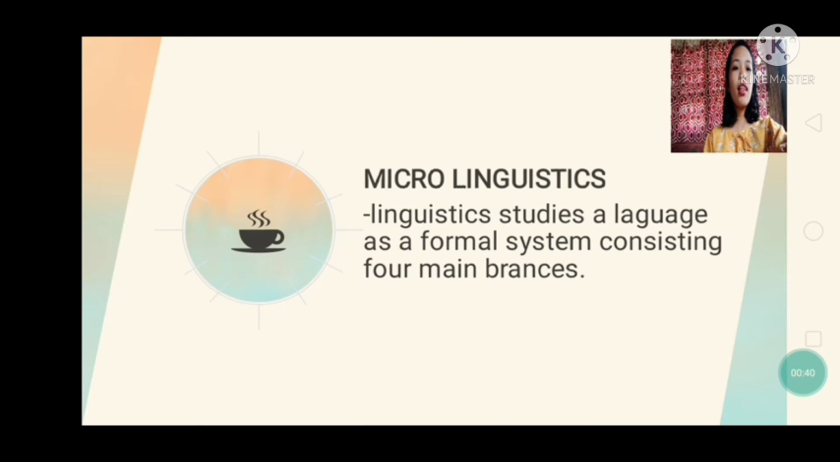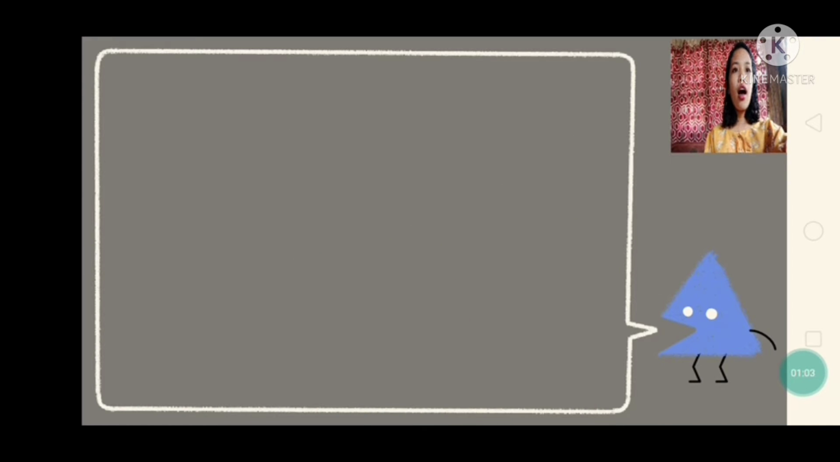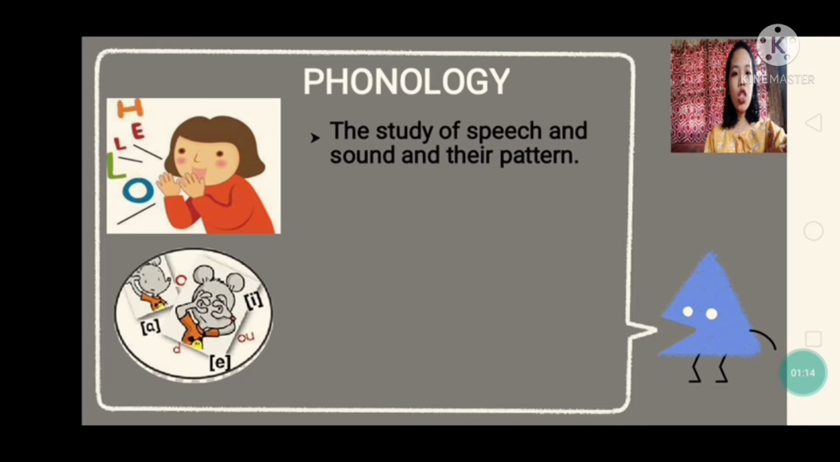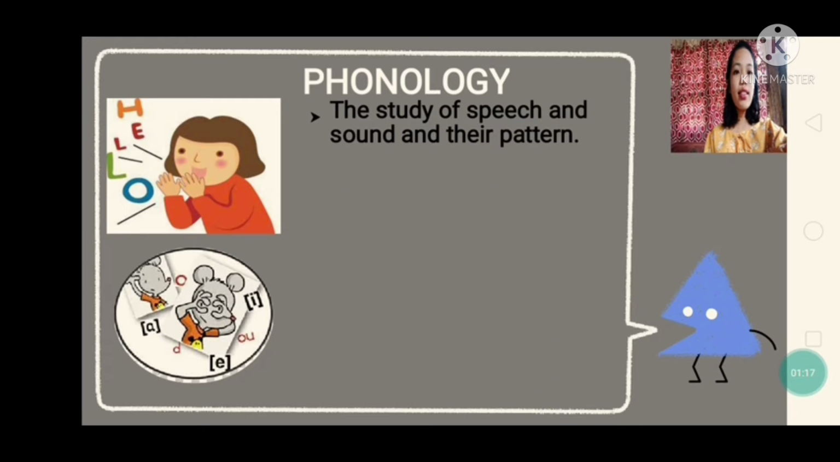Microlinguistic is a linguistic that studies a language as a formal system consisting of 4 main branches. So microlinguistic looks inward and focuses on the details of the language itself. So let's proceed to the stages or parts of microlinguistic. We have here first the phonology. It is the study of speech and sound in their pattern.